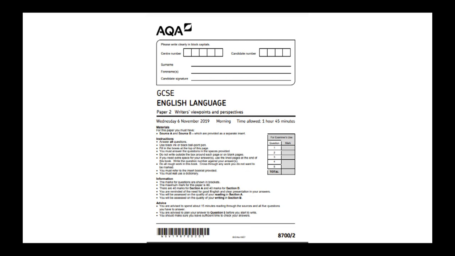So you can see that paper 2 is called Writers' Viewpoints and Perspectives. It's a non-fiction paper, and this is the November resit for 2019. Time allowed will be 1 hour and 45 minutes for certain, and there's information lower down. I expect you can't see my cursor, but I'm wandering around the information section now. 40 marks for section A, 40 marks for section B, reminded of the need for good English and clear presentation in your answers. All right, so all of that's really important.